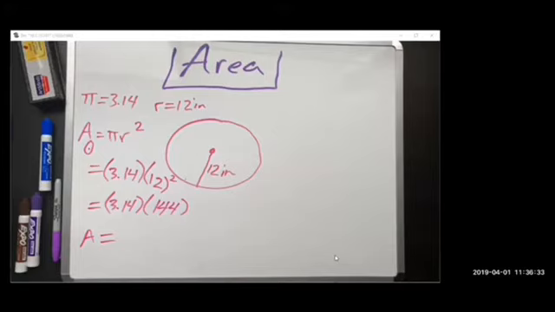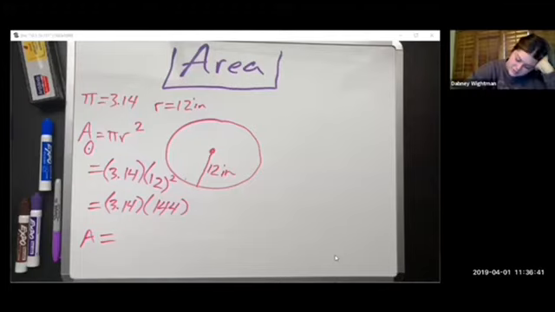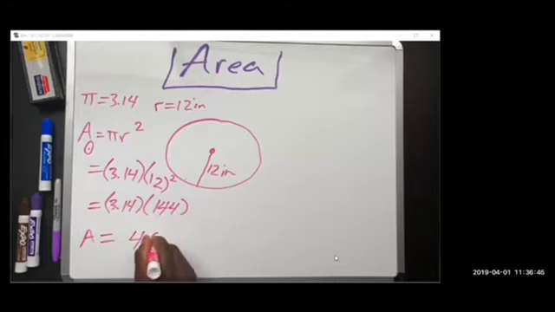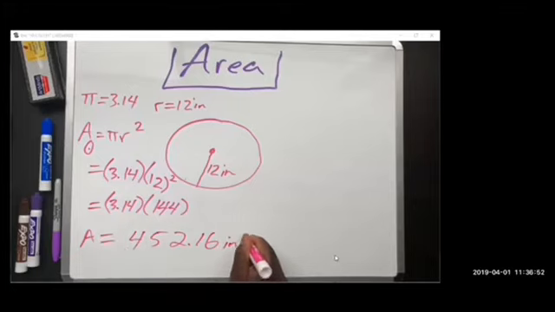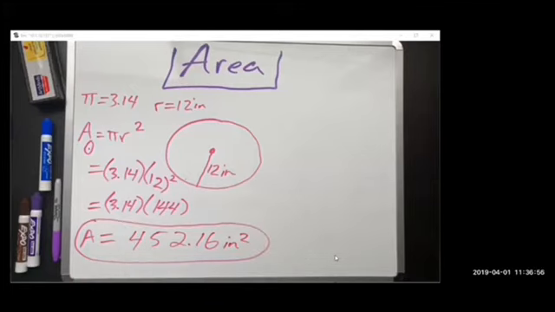Now I need someone with a calculator. Can someone perform that calculation, 3.14 times 144? And then unmute yourself, tell me what number you get. 452.16. Excellent. 452.16 inches squared. Don't forget. And there it is. That is the area.